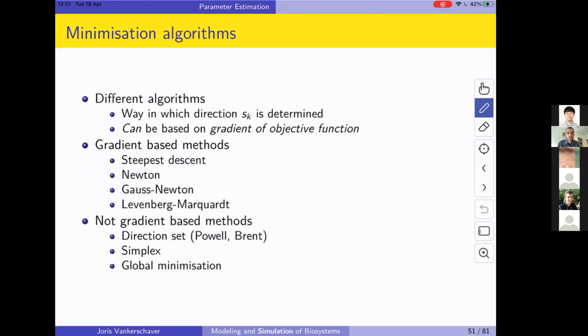And as I already mentioned a couple of times, you have many different minimization algorithms, and people have come up with tons of them already in the history of numerical analysis. And they basically differ in what kind of information they use. So we will distinguish between two broad classes of methods. We'll look at gradient-based methods, and then the rest, so methods that are not based on the gradient. And gradient-based methods, as the name indicates, they're going to use information about the derivative of the objective function. And non-gradient methods are not going to do that.